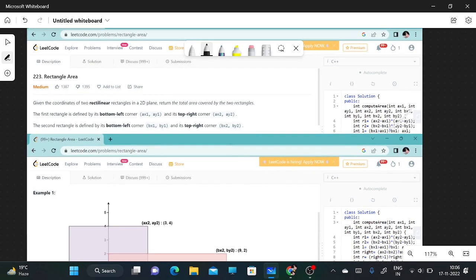Hello everyone. Today I will solve the question Rectangle Area. The question number is 223 and the question statement is: given the coordinates of two rectilinear rectangles in a 2D plane, return the total area covered by the two rectangles.